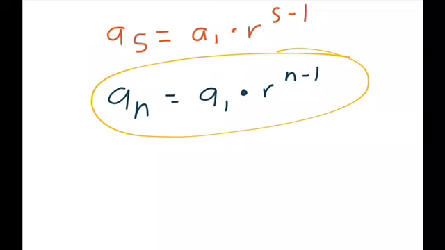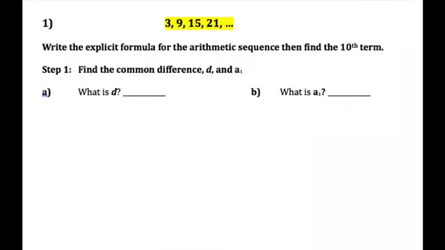Okay, we're actually going to talk about now how to use these. For number 1, go ahead and write those numbers down. Our sequence is going to be 3, 9, 15, 21. We're going to write the explicit formula for the arithmetic sequence, then find the 10th term. I've already told you that it is an arithmetic sequence, so we don't have to worry about that.